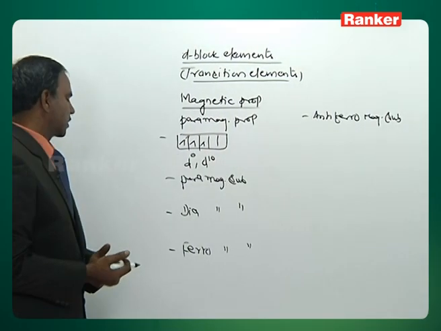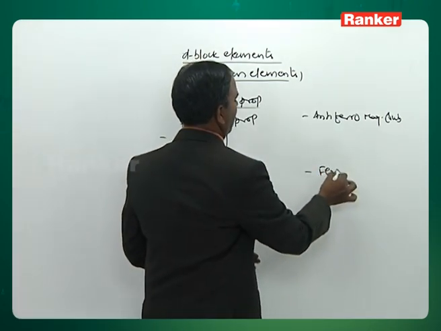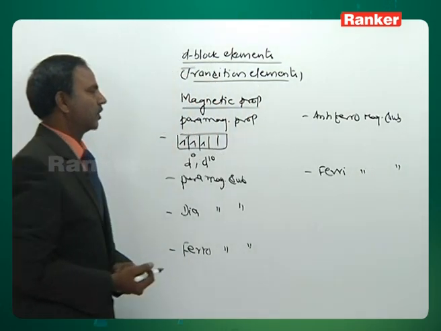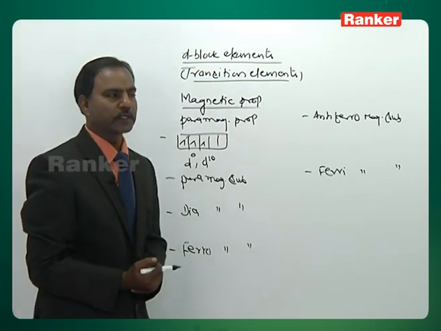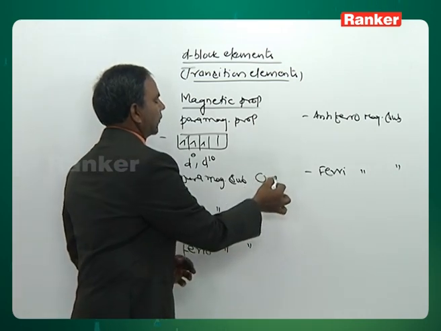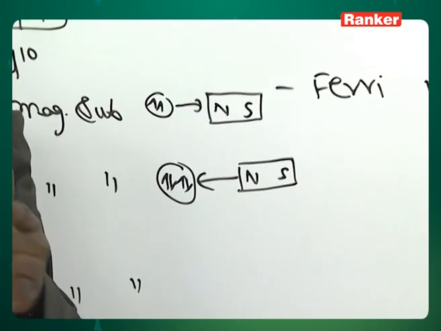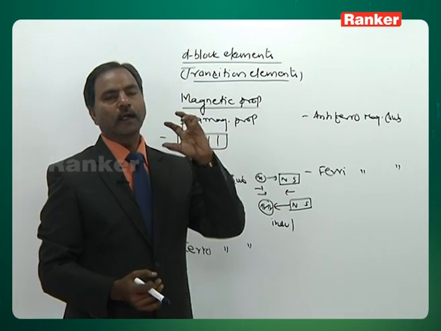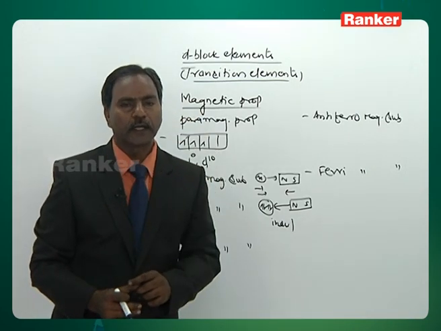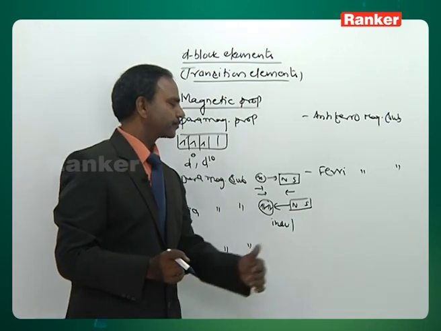So under d block elements, let us discuss now magnetic properties. Most of the d block elements and their compounds exhibit paramagnetic property. Why do they exhibit paramagnetic property? It is due to the presence of unpaired electrons in d orbitals. You take any transition metal or d block metal and their compounds, at least they are carrying a single unpaired electron. Therefore, most of the d block elements and their compounds exhibit paramagnetic property.